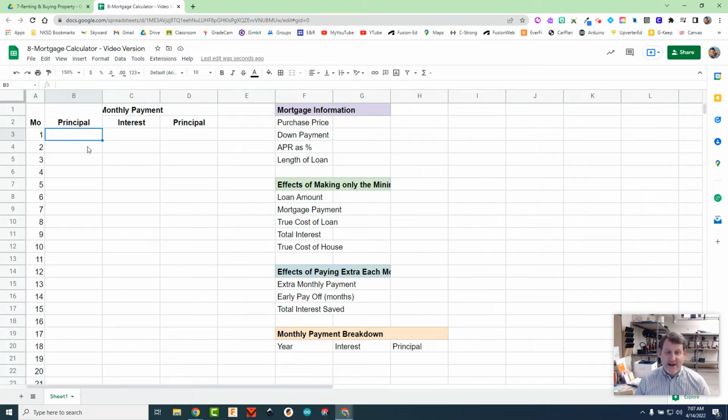Okay, so that table's kind of set up. Now let's start talking about purchase price. This mortgage information table is where you're going to type in information about your loan. So let's say that we're buying a house for, I don't know, $550,000. Man, that's a lot of money.